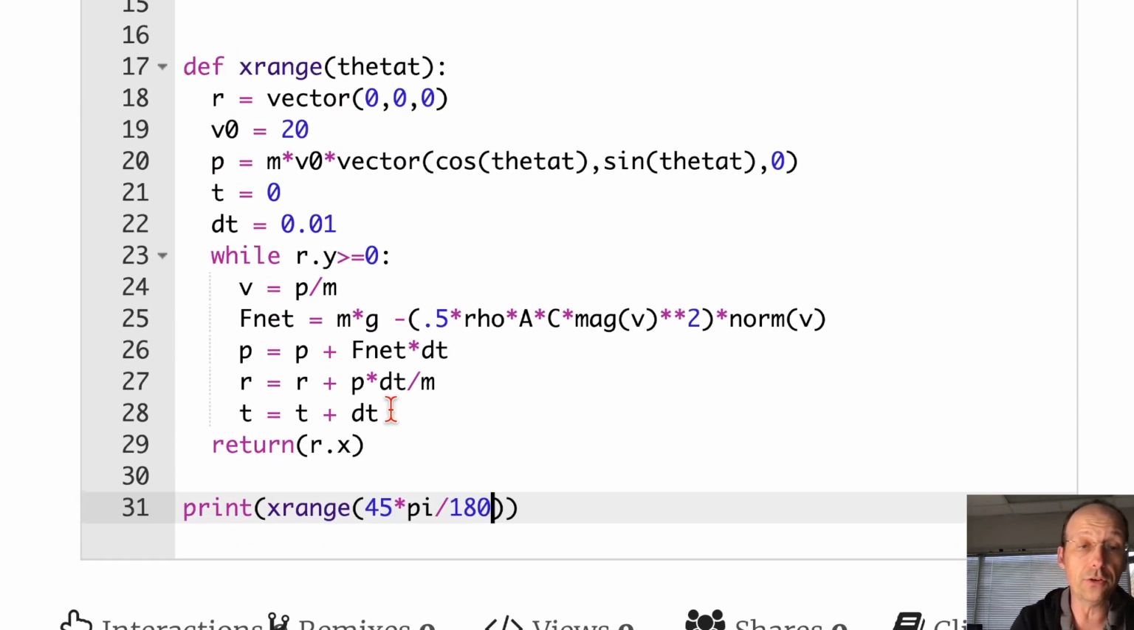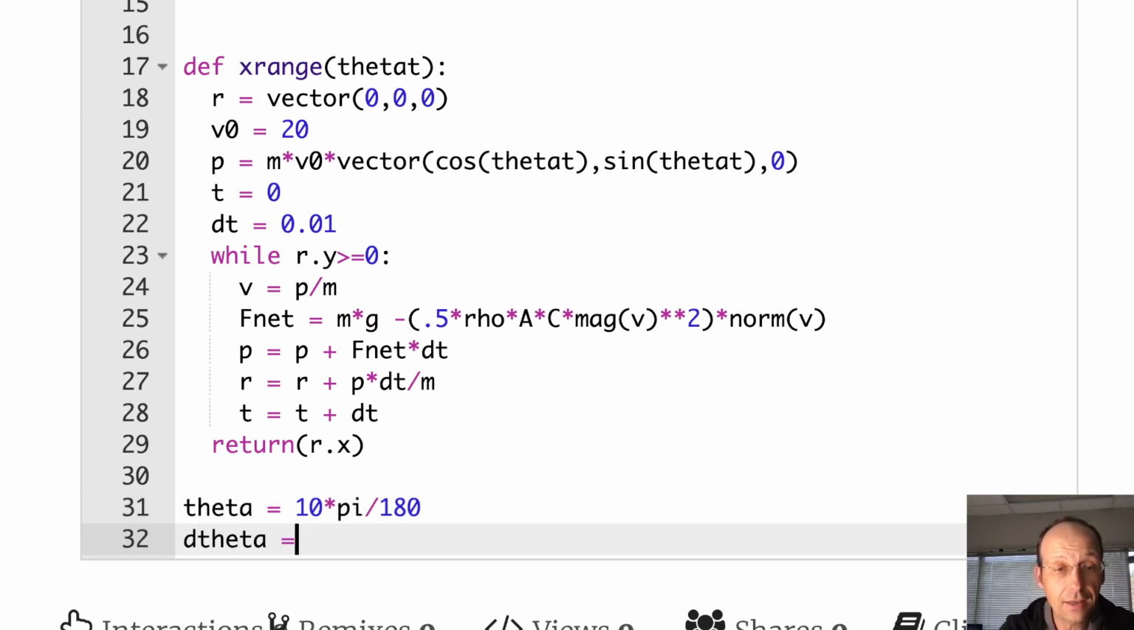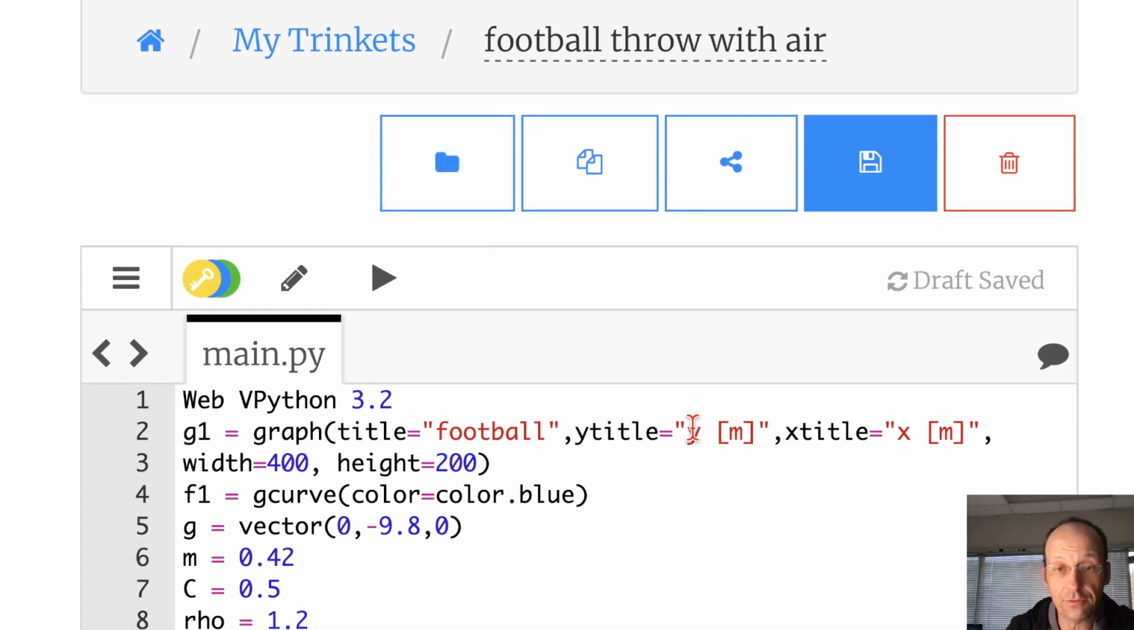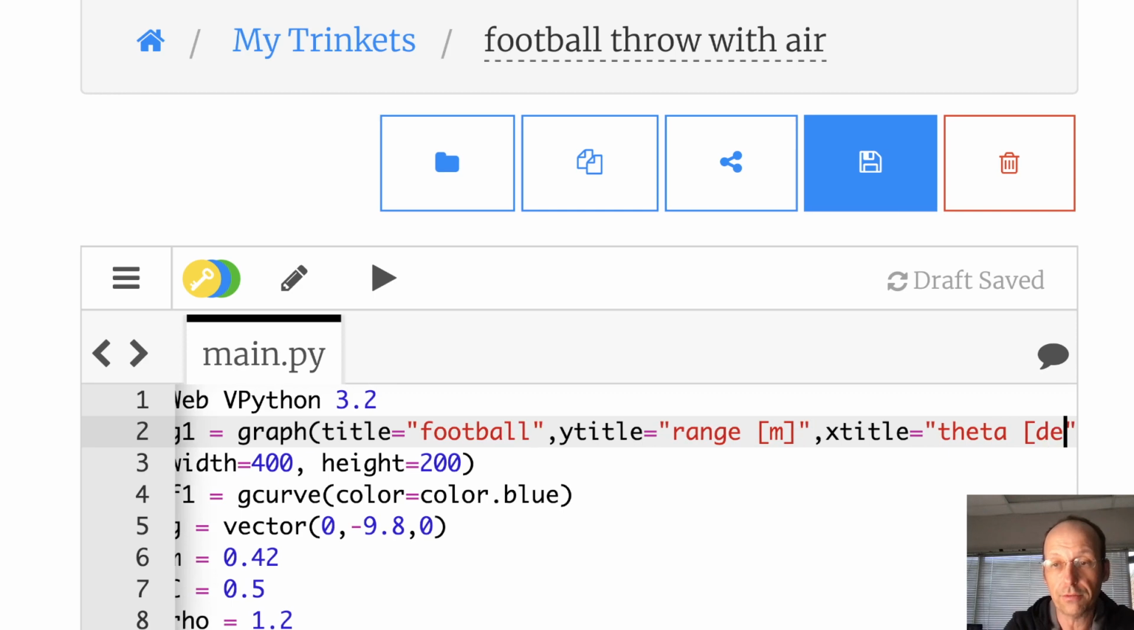So now what I can do is say theta equals 10 times pi divided by 180. So 10 degrees. d theta equals 1 times pi divided by 180. So I'm going to use theta, calculate the range, increase my value of theta, calculate the range, increase my value of theta. And so I'm going to graph it. So that means that this y title is going to be actually range, and the x title is going to be theta in degrees. Let's do degrees.